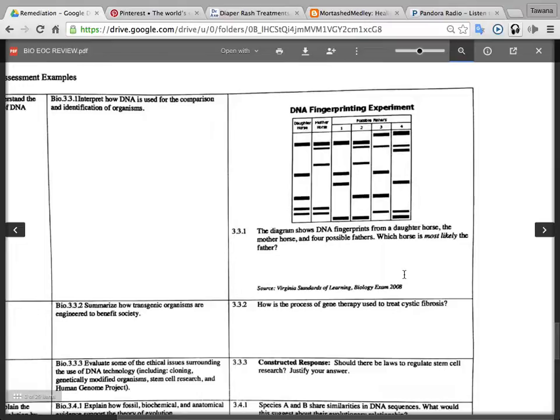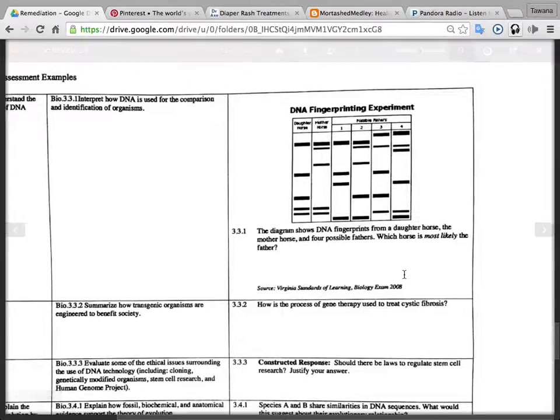All right. The diagram shows DNA fingerprints from a daughter horse and the mother horse, and the four possible fathers. Which horse is most likely to be the father? Looking here, this is the daughter horse. Trying to see who the daddy is. Remember, these are the fingerprints. This is what's used for crime scenes. This is what's used for determining relation, because DNA is a biochemical thing that's used.